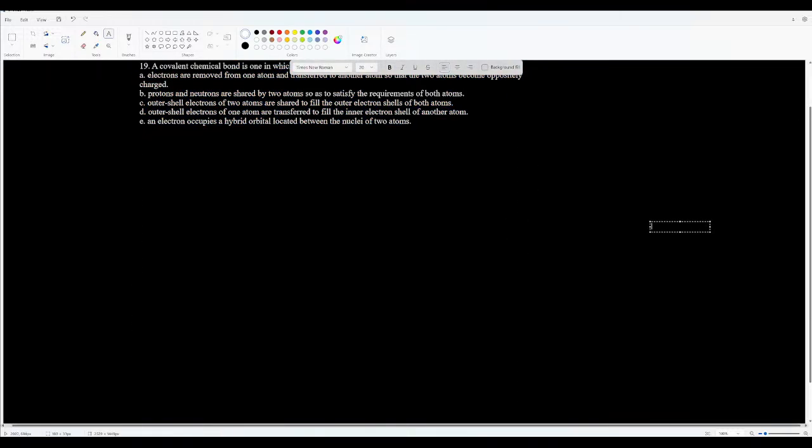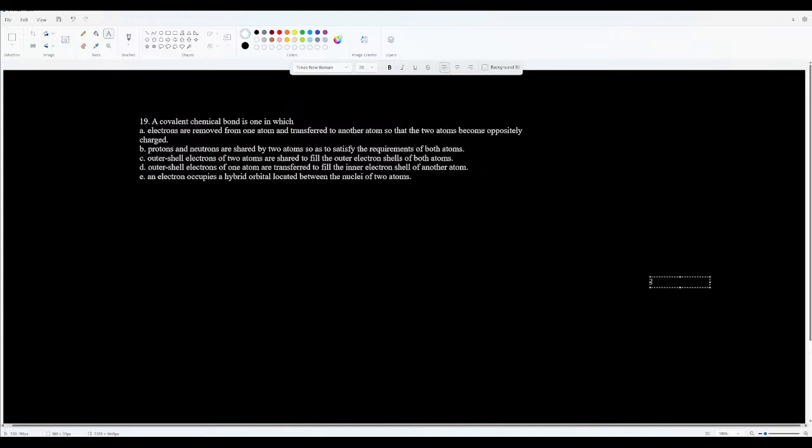Oh, this one's a long one. All right. A, a covalent chemical bond is one in which electrons are removed from the atom and transferred to another so they become oppositely charged. Well, that sounds a lot like ionic to me, so we just go ahead and cross that one out. B, protons and neutrons are shared by two atoms to satisfy the requirements of both atoms. So the keyword is neutrons here. They don't share neutrons.